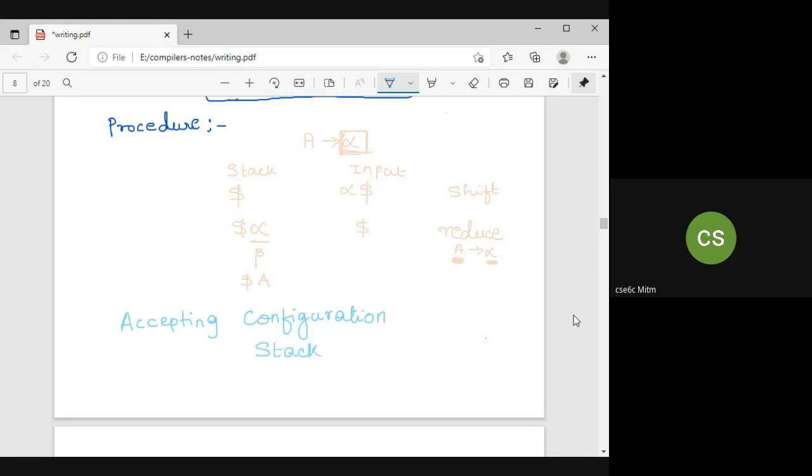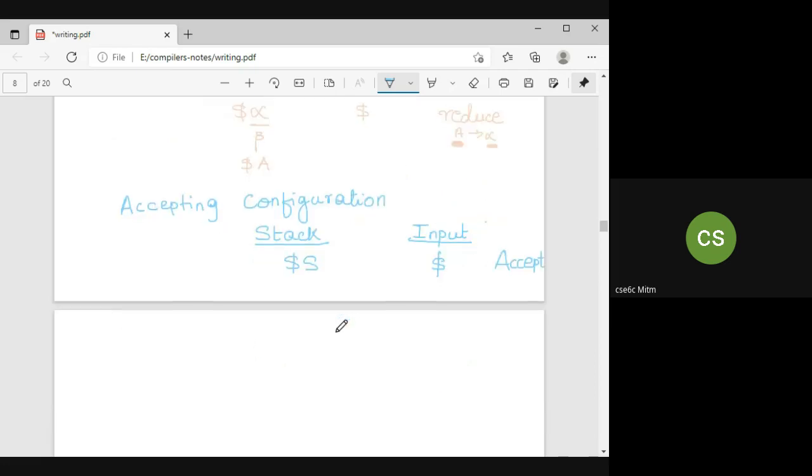On the stack, we should be left with only the start symbol S. And in the input, you should have scanned everything and you should be left only with the end marker. So in case you have done all the shift reduce procedure and you arrive at this configuration at the end, the action that you take is accept. That means the input that you provided was a valid input and we have done the parsing procedure and we have accepted the input. So this is the accepting configuration.